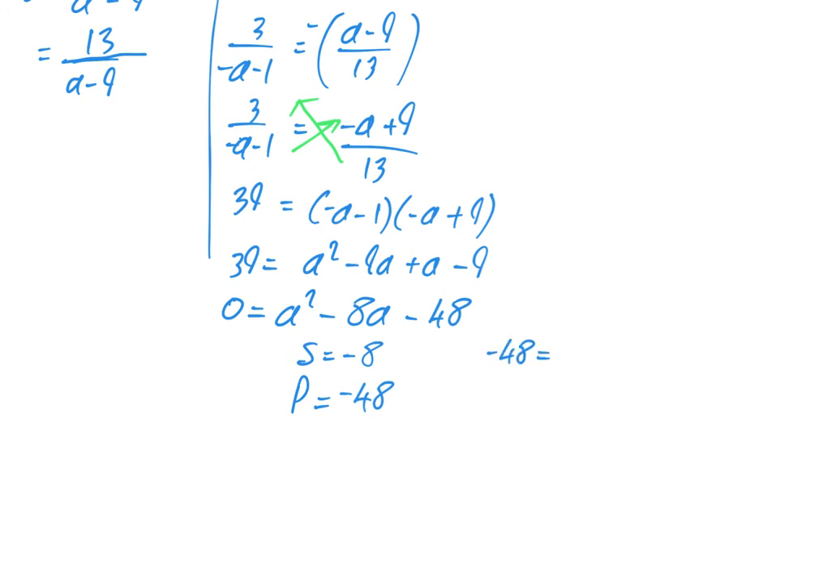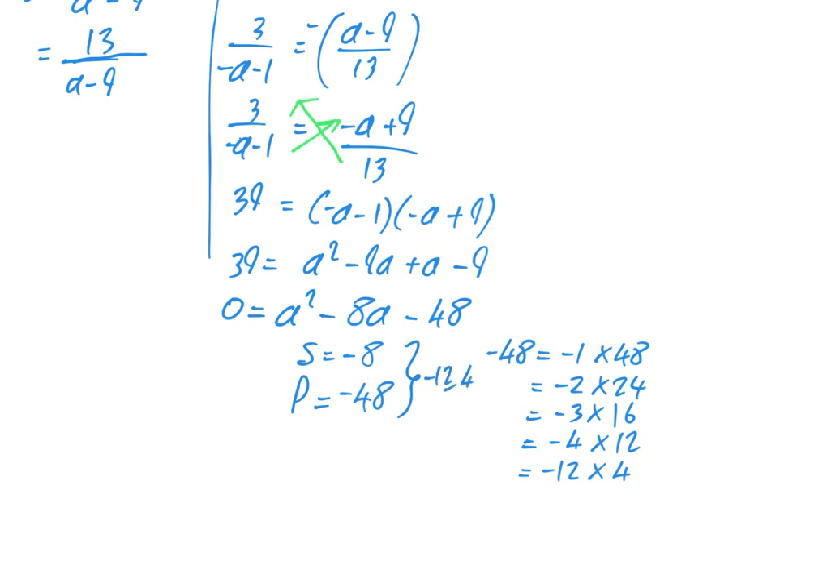So minus 48 could be minus 1 times 48, but that doesn't work because they don't add to give minus 8. It could be minus 2 times 24. Again, that doesn't work. Minus 3 times 16 doesn't work. Minus 4 times 12. Add minus 4 and 12, you get 8, but we wanted minus 8. So if you change the signs of both of these, let's see if that will work. Minus 12 times plus 4 gives you minus 48, and minus 12 plus 4 gives you minus 8. So we know what our two numbers are. The way I like to set it out, I just do a curly bracket, and minus 12 and 4 are my two values.